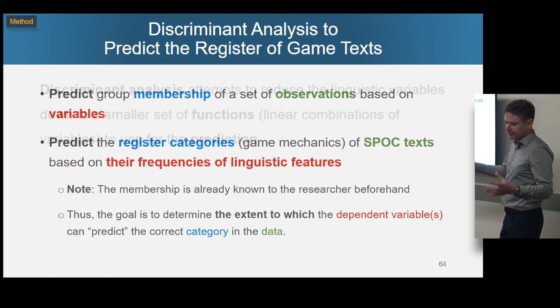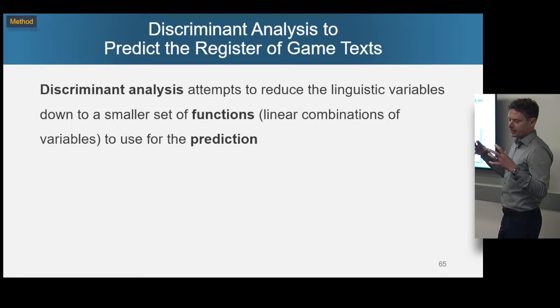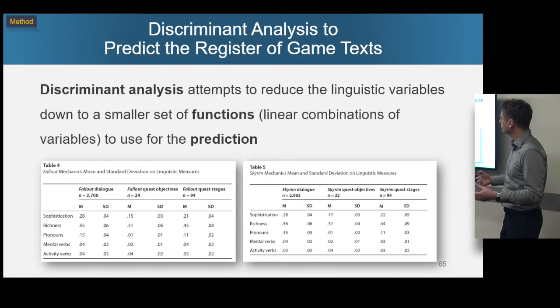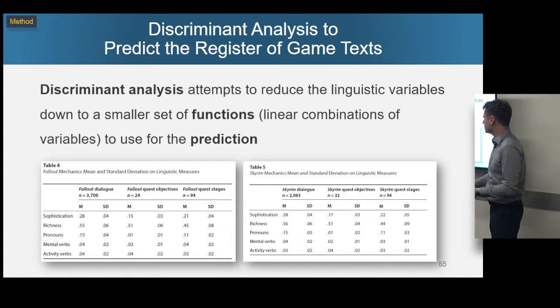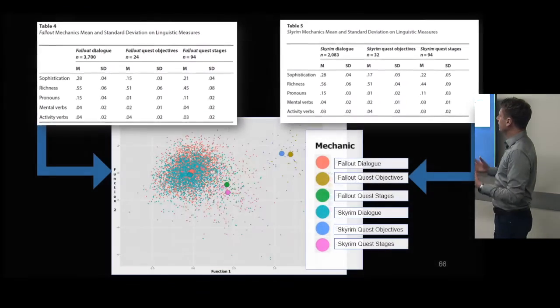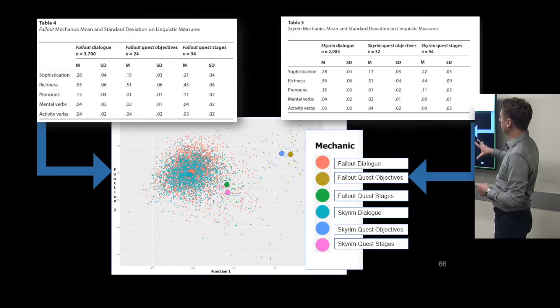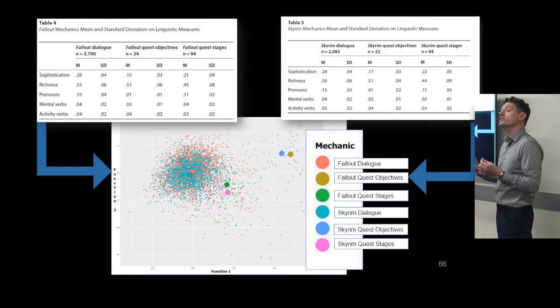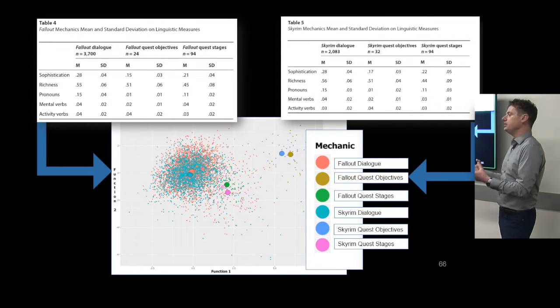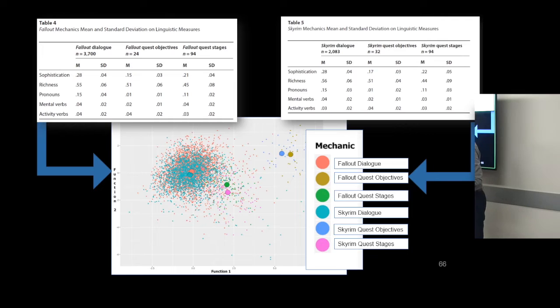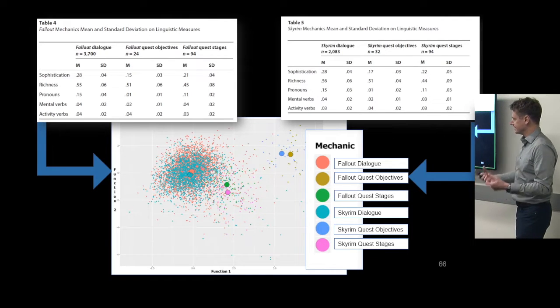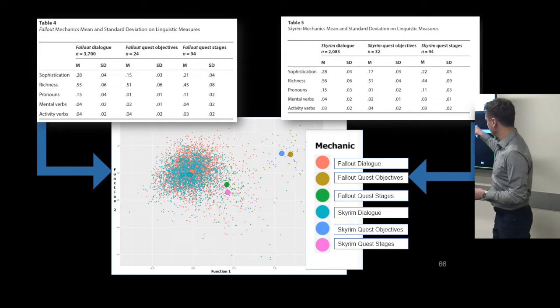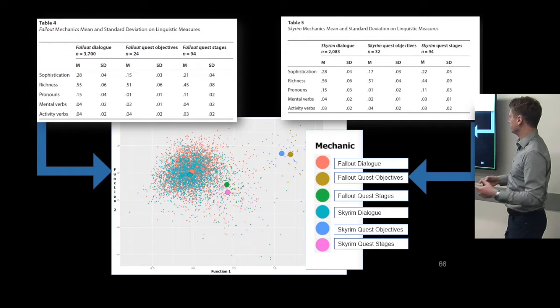It takes the frequency data and reduces them to a smaller set of functions. And I used two different functions here, which are really just linear combinations of the variables to use for the prediction. So here's that frequency data. What happens here is it builds this model based on this different frequency data. What you're seeing here is each one of these little dots represents one of the texts in the corpus. And those bigger dots are called the mean centroids, so the mean of where all those texts lie. You're seeing this big one here because there was by far more spoken dialogue text than there were written ones. That's what you're seeing here with each of the different colors, different games, different registers.